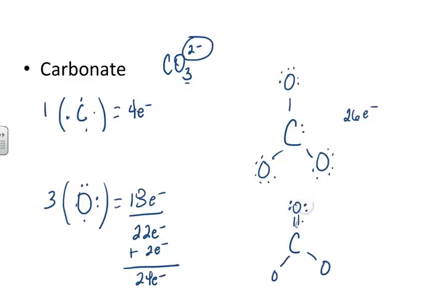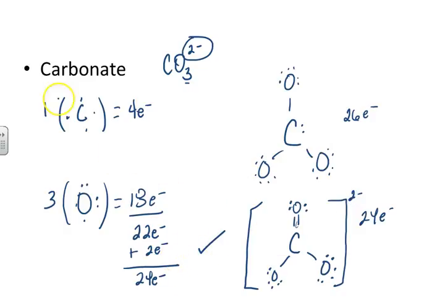Give each atom an octet. This oxygen with a double bond is only going to get 2 lone pairs. And then this oxygen will get 3 lone pairs. And same thing for this oxygen, 3 lone pairs. That gives 2, 4, 6, 8, 10, 12, 14, 16, 18, 20, 22, 24 electrons. 24 electrons is the proper number. Bracket around, and that's a 2 negative. Correct structure.